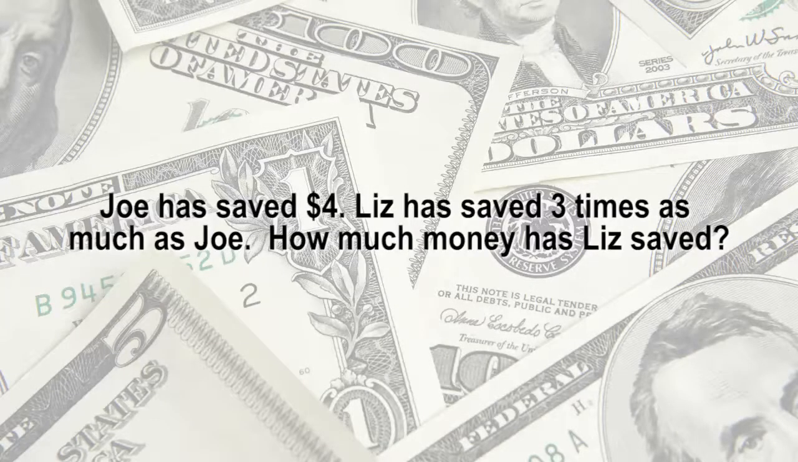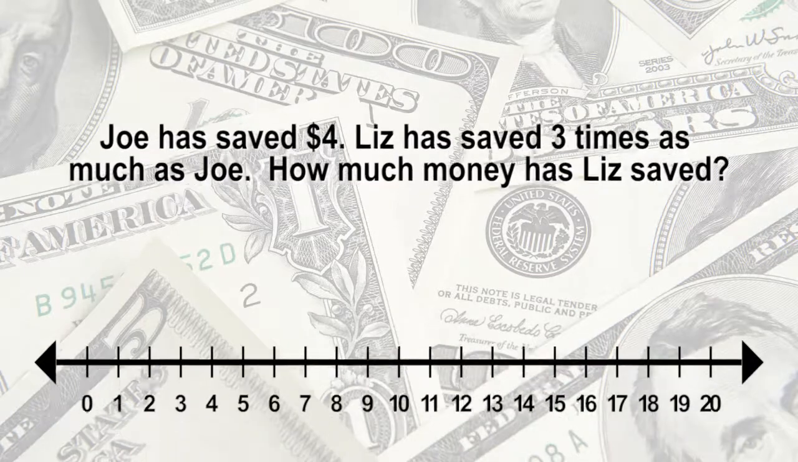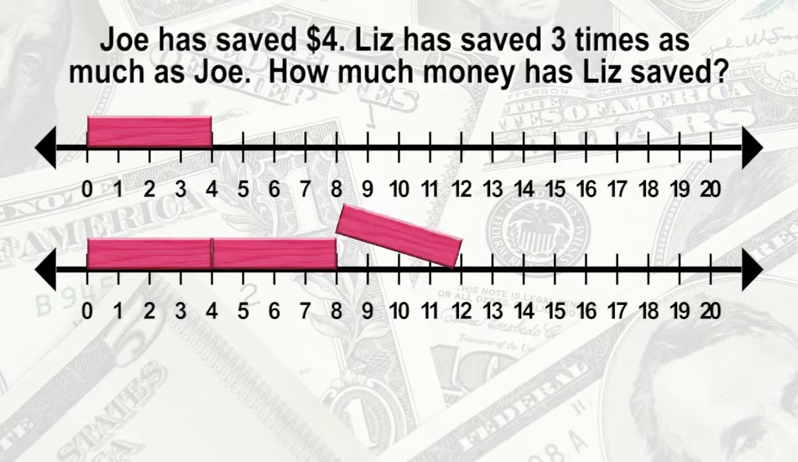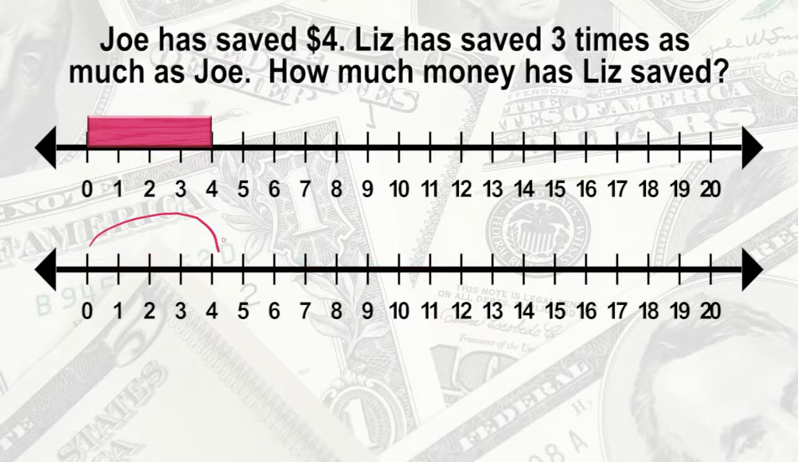Joe has saved $4. Liz has saved 3 times as much as Joe. How much money has Liz saved? Let's practice using the Cuisenaire rods and a number line to write an equation for this problem. We will place one rod from 0 to 4 on the number line to represent the $4 Joe saved. On the second number line, we will lay down 3 rods or 3 iterations of 4 to represent the money that Liz has saved. We can do the same problem on the number line without using the Cuisenaire rods by showing 3 jumps of 4.